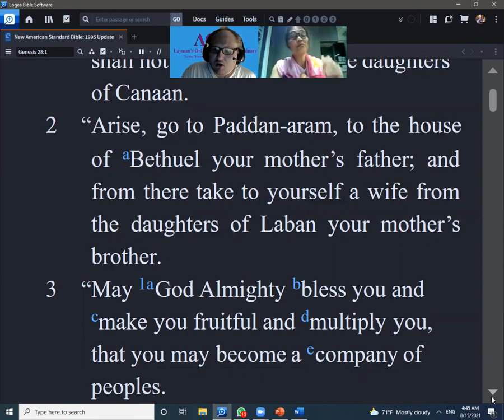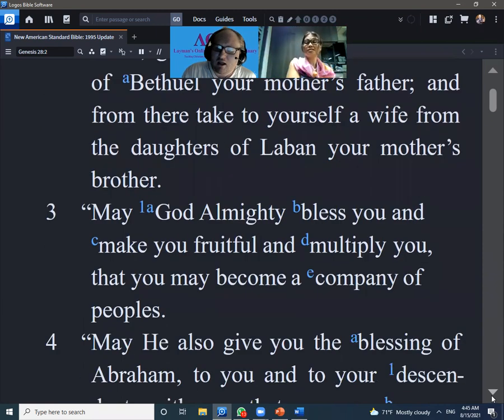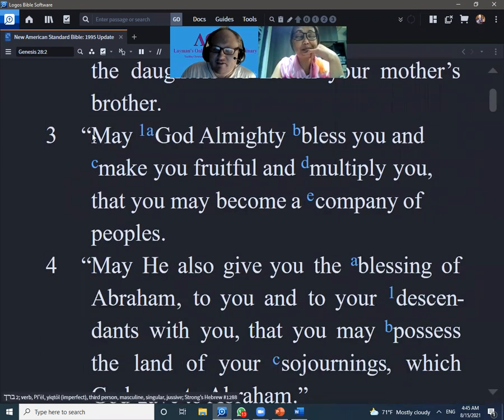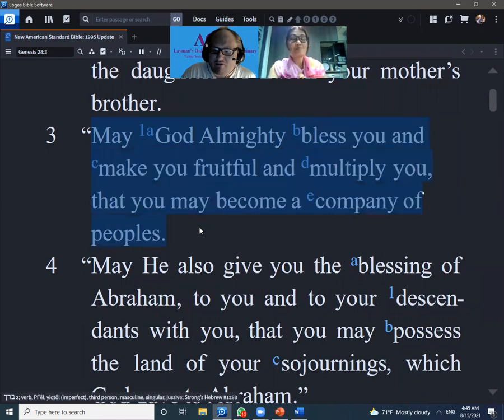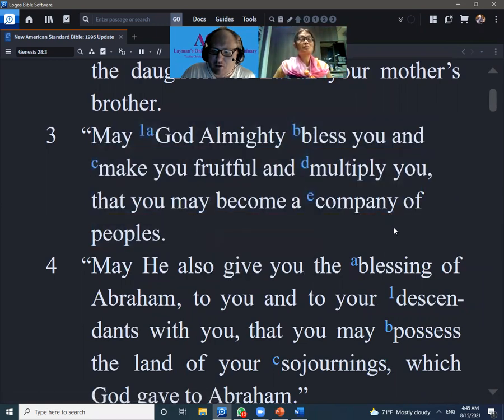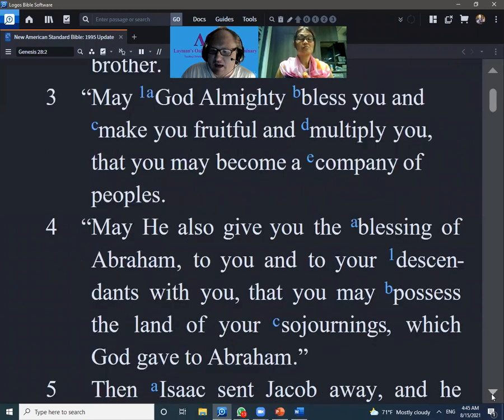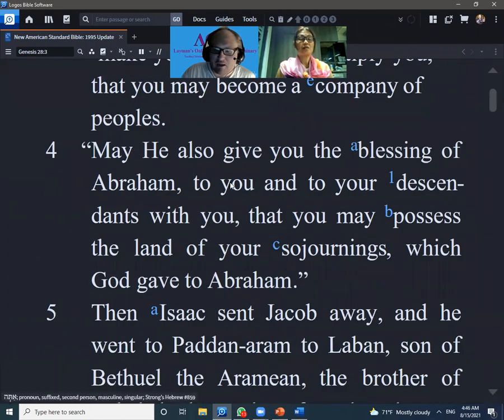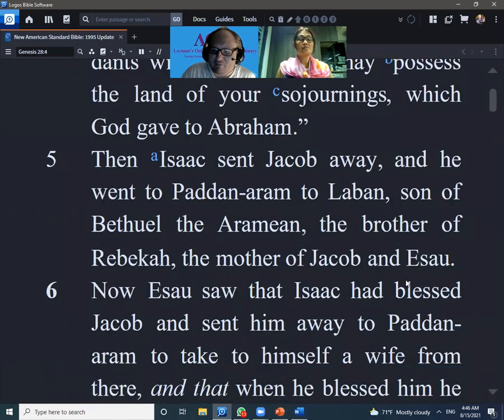Okay, let me show you. I have a chart that will help you with that, but I want to show you something. So Isaac says this: "May God Almighty bless you, make you fruitful, and multiply you, that you may become a company of peoples. May he give you the blessing of Abraham and all the land." So Isaac sends him away.